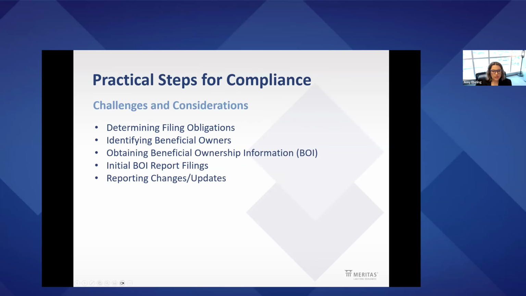Great, thanks, Jake. Okay, so now that we've had an overview of the Corporate Transparency Act, what a reporting company is, exemptions or exceptions that may apply, and the definition of beneficial owner, we're going to talk about now the steps for compliance. So we're going to talk about determining your filing obligations, identifying beneficial owners, obtaining the beneficial owner information, initial report filing, and then updates and changes.